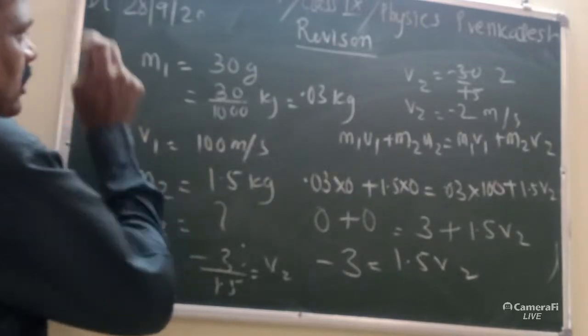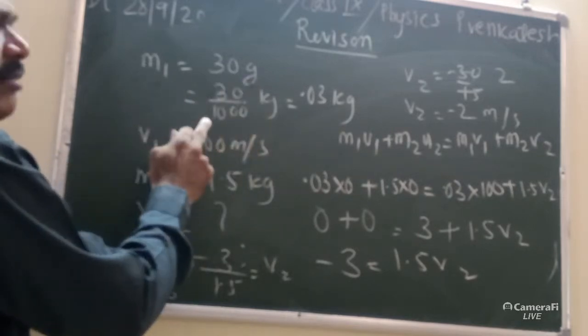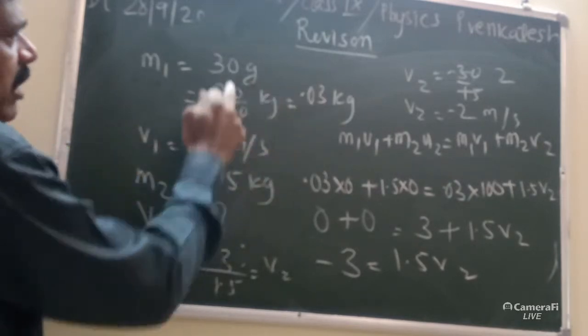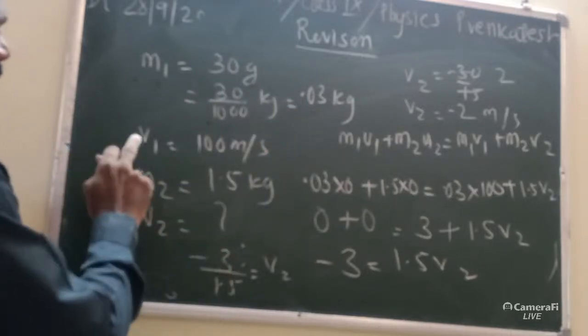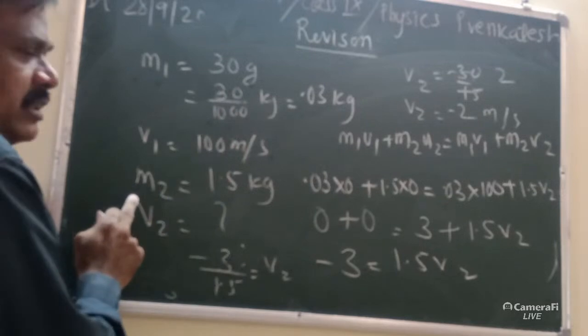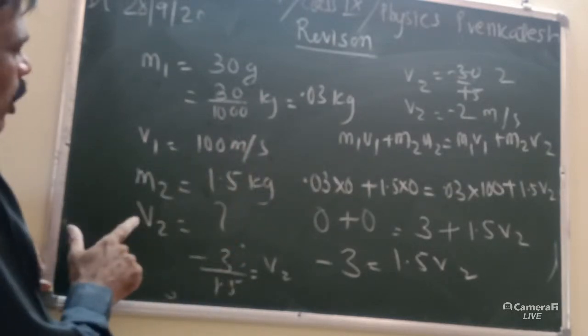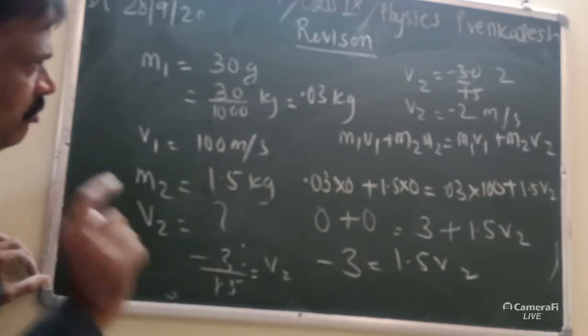Now, first of all, m1 equals 30 gram. This is the mass of the bullet. Convert into kg, 0.03. V1 is the velocity with which the bullet was moving. M2 is the mass of the pistol, 1.5 kg. Now, what will the recoil velocity be? V2 equals question mark here.